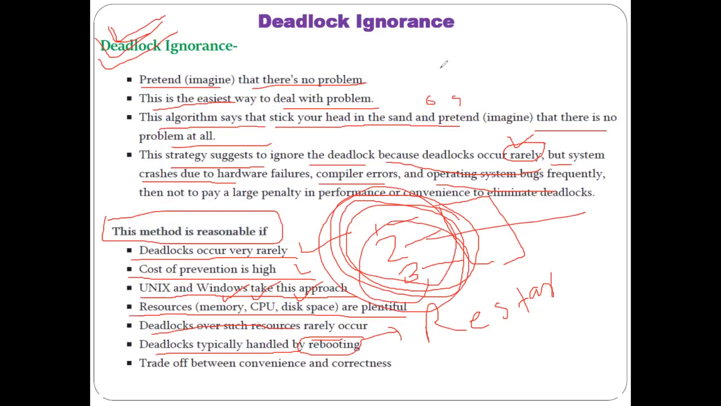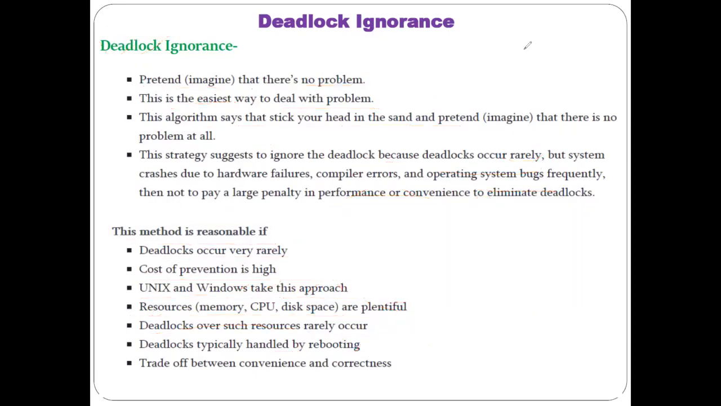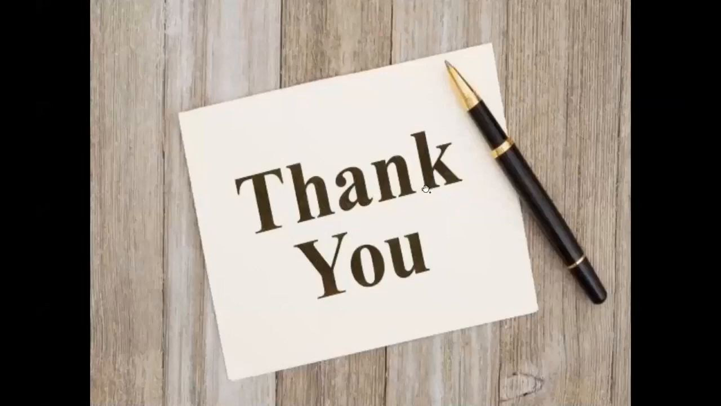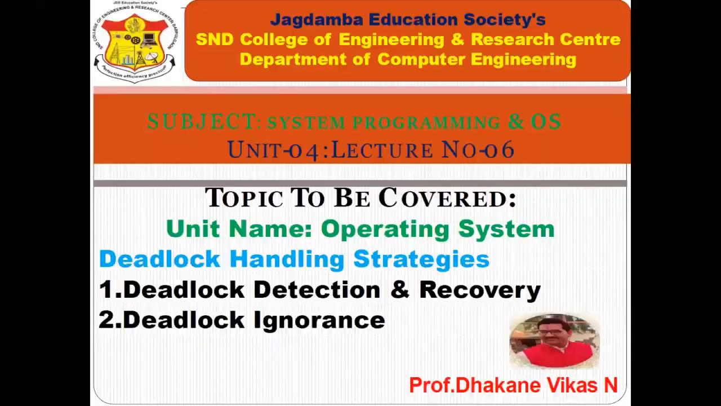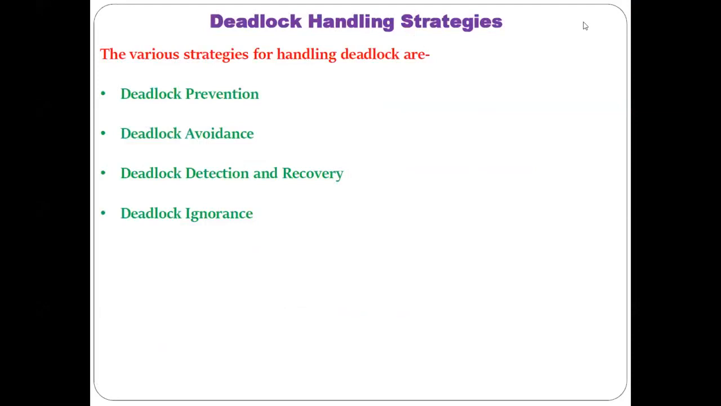This strategy can be applied in the case of computers where the computer is doing sensitive processing or sensitive work. Understood? So that is all about the deadlock handling strategies. Okay. So all the four strategies we have finished now. First was deadlock prevention, deadlock avoidance. Second, third, deadlock detection and recovery. And the fourth, deadlock ignorance.